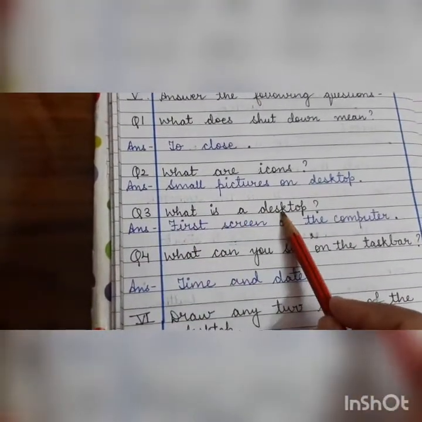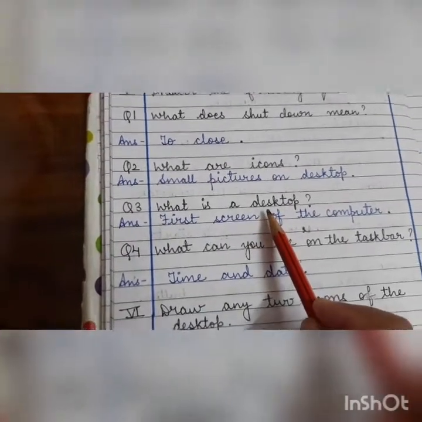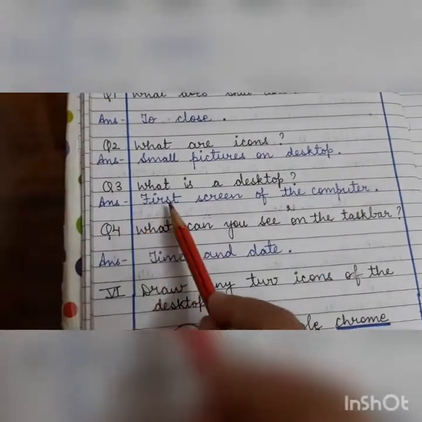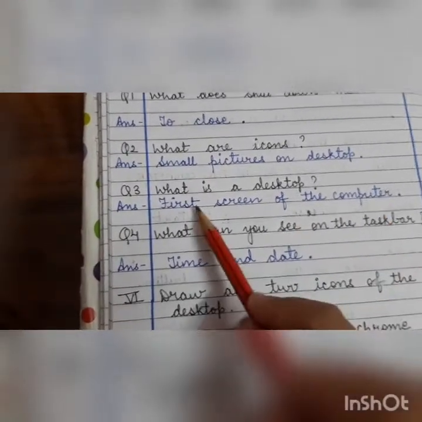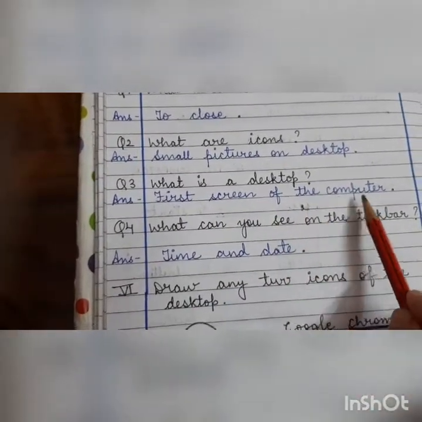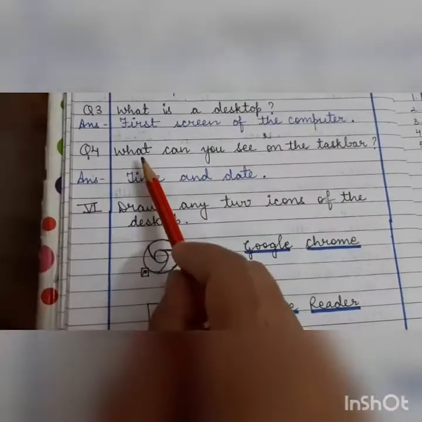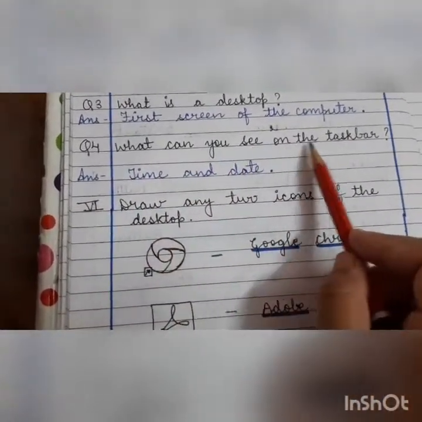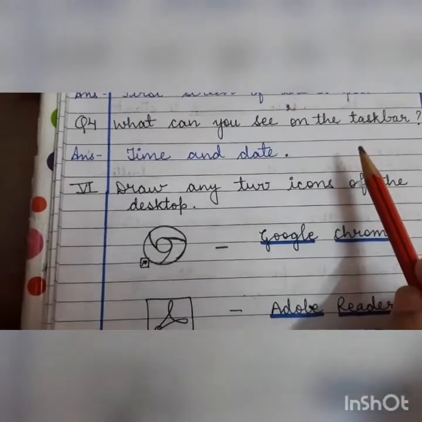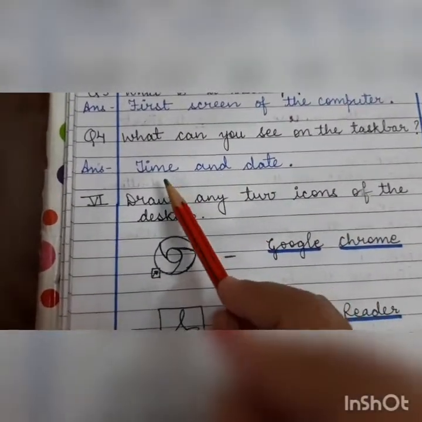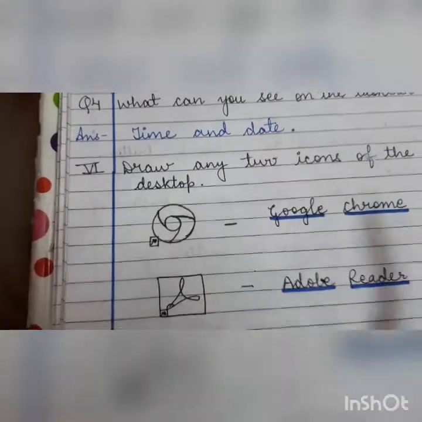Question number 3. What is a desktop? You all know what a desktop is. So we'll write the answer. First screen of the computer. Desktop is the first screen of the computer. Question number 4. What can you see on the taskbar? Again this question has come. What you see on the taskbar? Time and date. So we will write time and date.